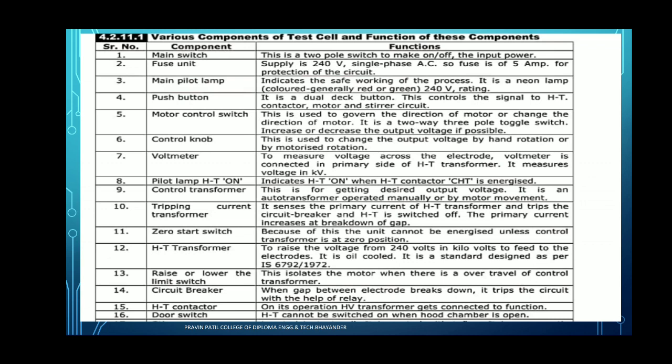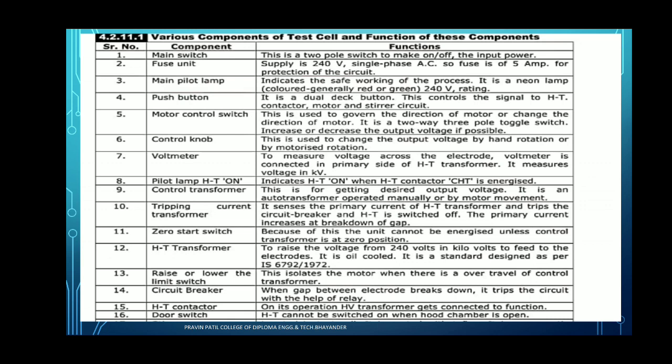Then the control transformer is used. It is an auto transformer operated manually or by motor movement. As the knob is turned in the clockwise direction, the voltage level increases with the help of the auto transformer. An auto transformer is nothing but a dimmer. If we gradually turn the knob clockwise, the voltage level increases.